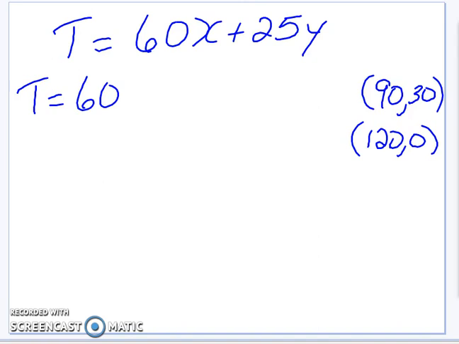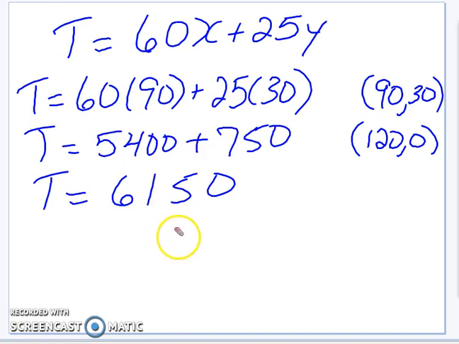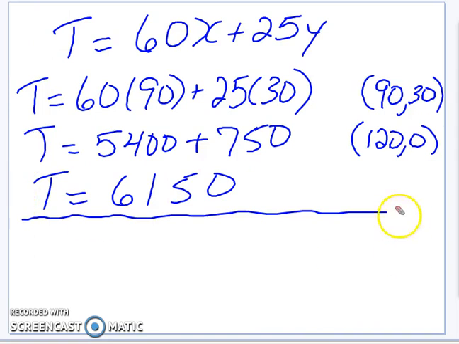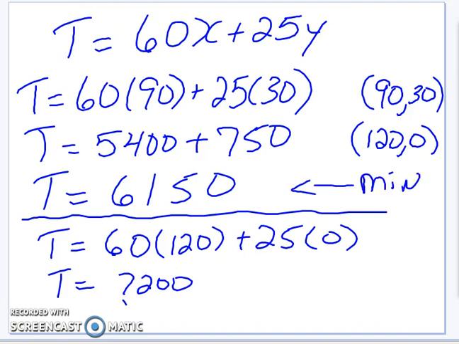So how do I do that? Well, t is equal to 60 multiplied by my x value of 90, and then add 25 times 30. That gives me 5,400 plus 750, or a time of 6,150 minutes. All right, so that's one. I now do it again for this other point. So t is equal to 60 times 120 plus 25 times 0. Well, that one's pretty simple. That's 7,200. So I've got a choice of either 6,150 minutes of wage cost or 7,200 minutes of wage cost. I'm trying to minimize my wage costs, or the hours that I have people working. So this is my minimum, and I could say that they should staff for 6,150 minutes. And if you're there on a busy week, you'll just have to wait. Thanks, good luck.